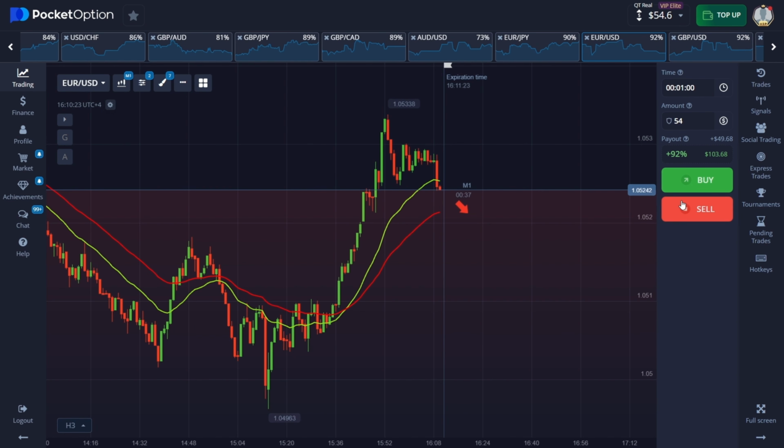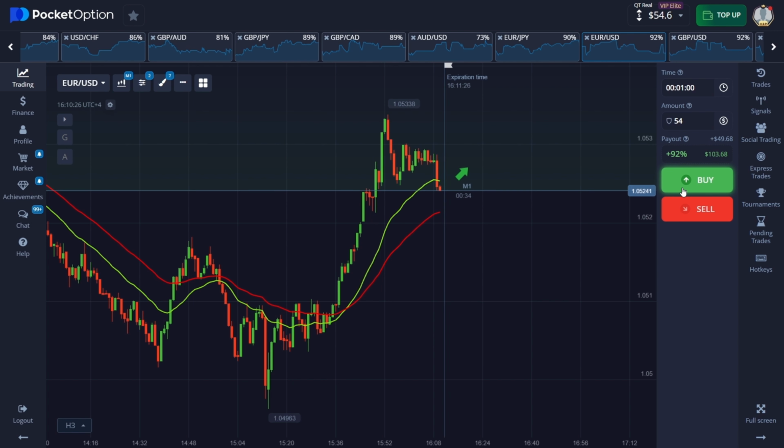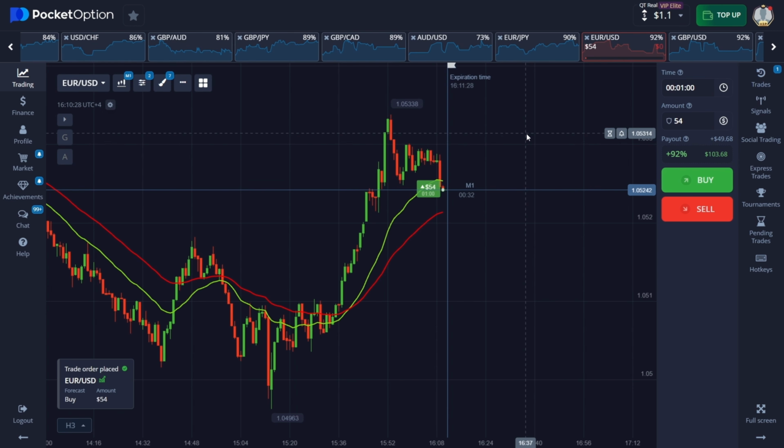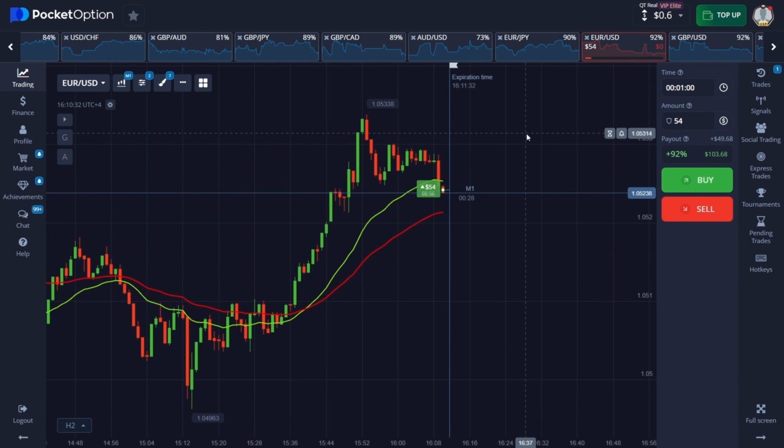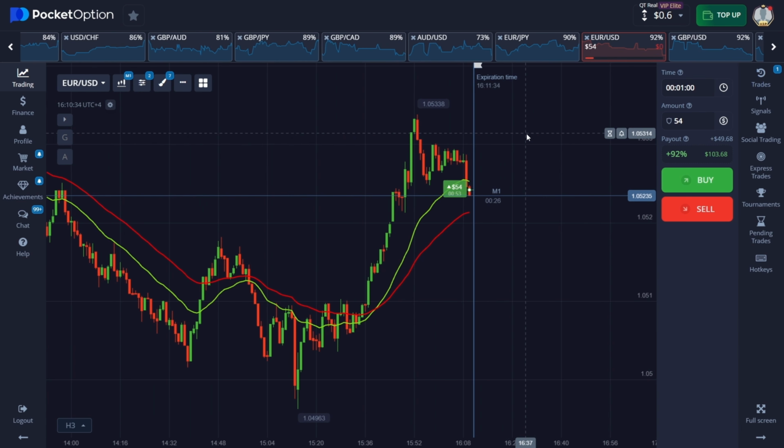We have a trade on EUR/USD for the upside move. And I placed the trade for the upside move worth $54. As you can see, there is an uptrend and the previous red candle closed near the 25 EMA level. That's why I took this trade for the upside move. The trade is not going in our favor right now, but we still have 43 seconds left.